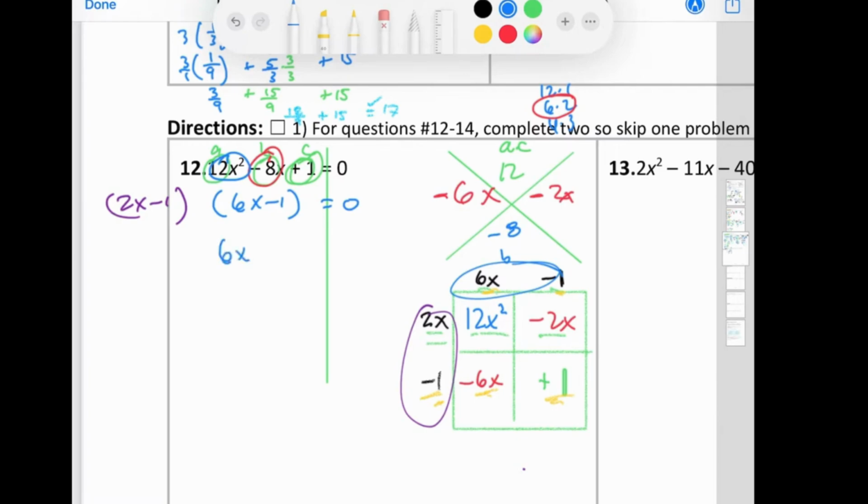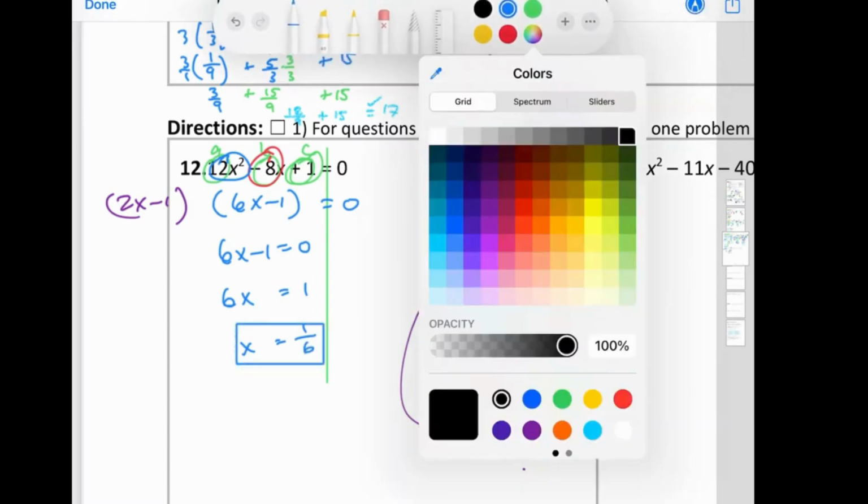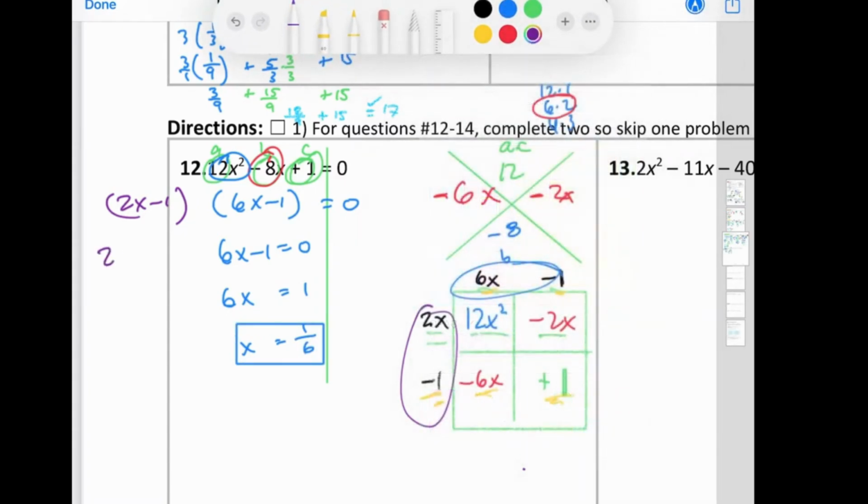All right, 6x minus 1 equals 0. Add 1 to both sides. 6x equals 1, divided by 6, x equals 1/6. Okay, so 2x minus 1 equals 0. Add 1 to both sides. 2x equals 1, divided by 2, x equals 1/2.